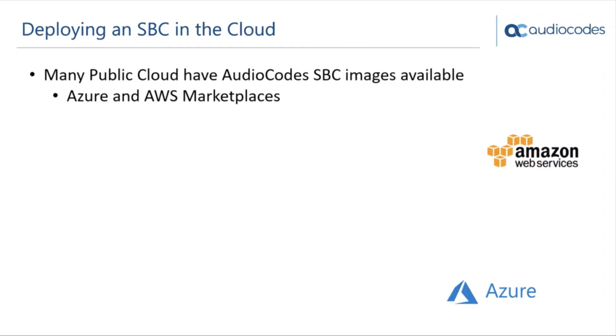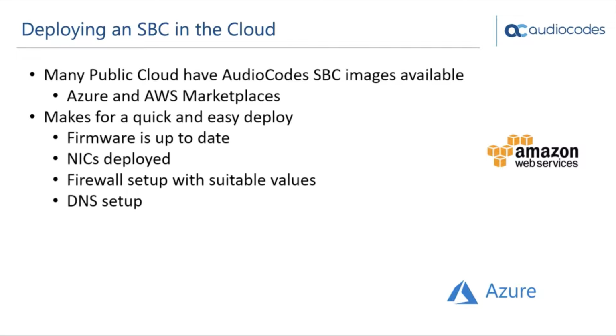And the good news is that public cloud tends to have the AudioCodes SBC images available. There are other SBCs available, of course. We have competitors and other companies in this business, but I work for AudioCodes, so I'll talk about them mostly. So in the Azure and AWS marketplaces, you can just go to the marketplace and type in AudioCodes SBC, and you can find it there and deploy it straight away. And it makes for a really quick and easy deployment because we're hooked into the marketplace.